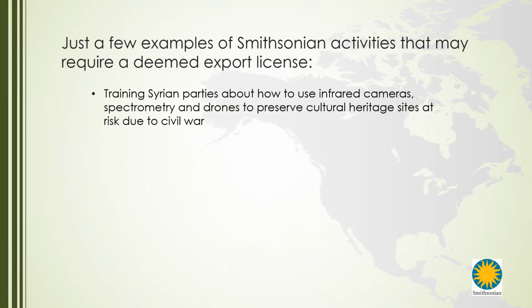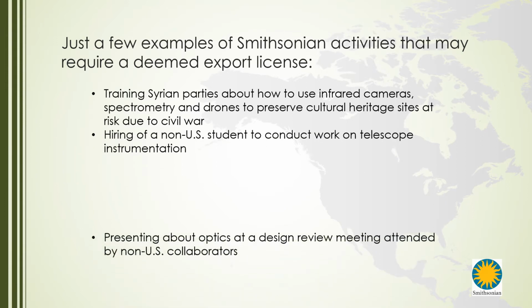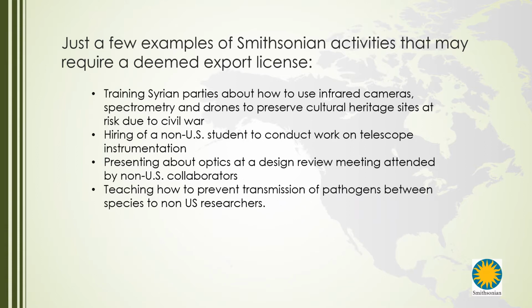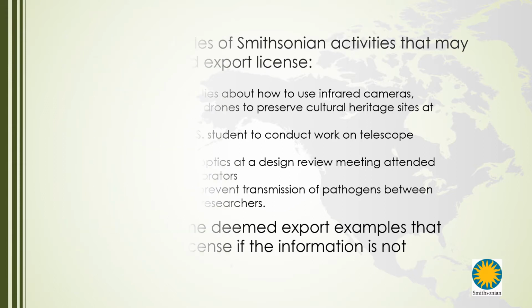Just a few examples of Smithsonian activities that may require a deemed export license: Training Syrian parties about how to use infrared cameras, spectrometry, and drones to preserve cultural heritage sites at risk due to civil war. Hiring of a non-U.S. student to conduct work on telescope instrumentation. Presenting about optics at a design review meeting attended by non-U.S. collaborators. Teaching how to prevent transmission of pathogens between species to non-U.S. researchers. These are just some deemed export examples that might require a license if the information is not published widely.